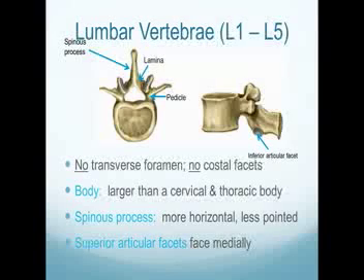The lumbar region is comprised of 5 vertebrae, and here we don't see a transverse foramen, and we are now lacking costal facets. Why? We don't have ribs in the lumbar region. Once again, the body is larger than in the cervical and the thoracic region, and that's a result of where a lot of the weight is being placed within our body, and that's the lumbar region.